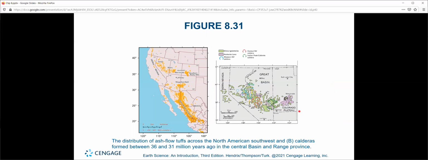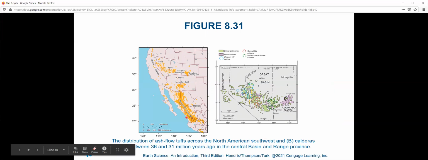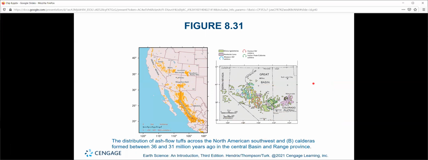Distribution of ash flow tuffs around North America. Again, coincide with volcanic activity. No surprise there. This is a very volcanically heavy zone, very tectonically active zone. This stuff all comes together, right? And then over here, we have calderas that formed between 36 and 31 million years ago in the Central Basin and Range province of the Sierra Nevadas and Nevada.